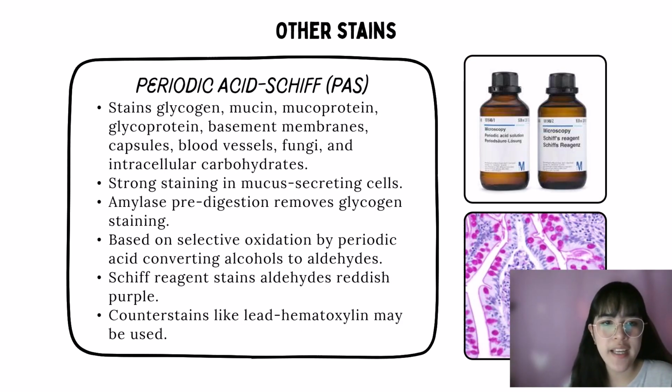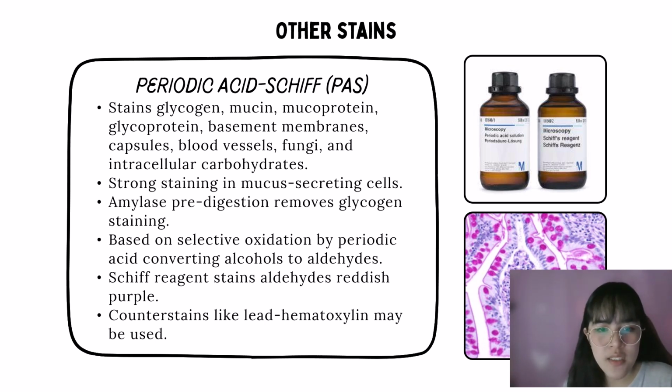Then we have periodic acid Schiff or PAS. It is an all-around useful stain for many things. It stains glycogen, mucin, mucoprotein, glycoprotein, basement membranes, capsules, and blood vessels, as well as fungi and intracellular carbohydrates, such as glycogen in hepatocytes. Cells that secrete mucus are also strongly stained. A pre-digestion step with amylase will remove staining for glycogen.